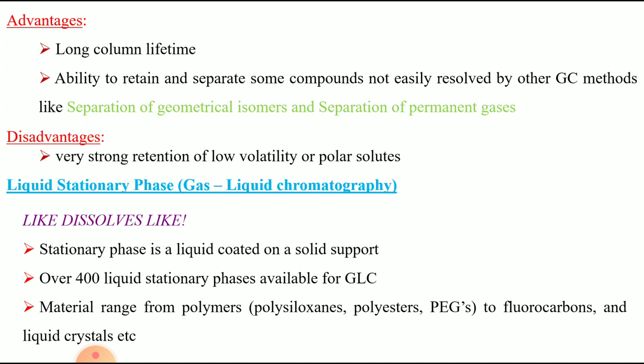The materials we are using in these liquid stationary phases are polymers, fluorinated hydrocarbons, and liquid crystals. Polymers like polysiloxanes, polyethylene glycols, and polyesters are used as stationary phase material.